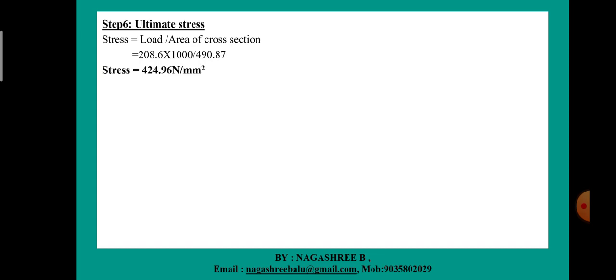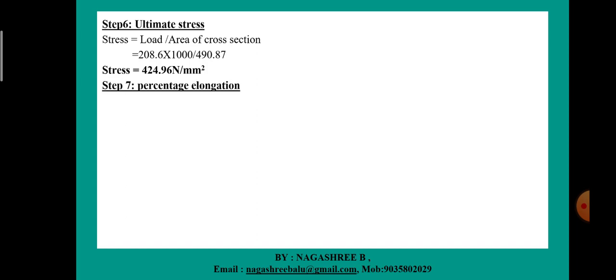So next is calculation of ultimate stress. Here they have given the ultimate load. So ultimate load by cross-sectional area. Ultimate load they have given as 208.6 in the question itself. It is in terms of kilonewton, multiplied by 1000, so it will be in terms of newton. Divided by cross-sectional area, the same cross-sectional area should be taken into consideration. So therefore stress after simplification I have got as 424.96 Newton per mm square.